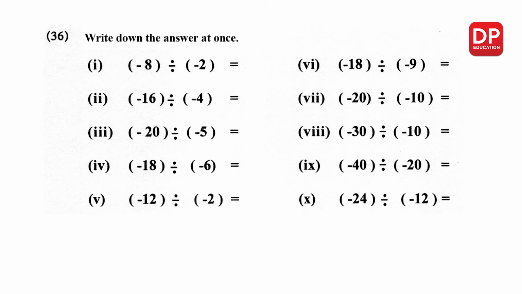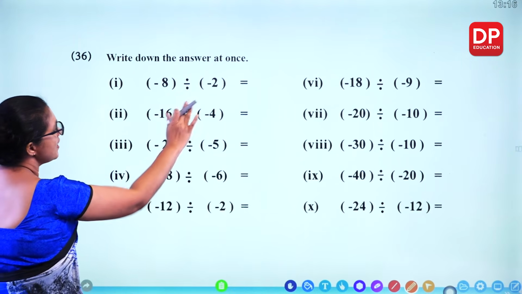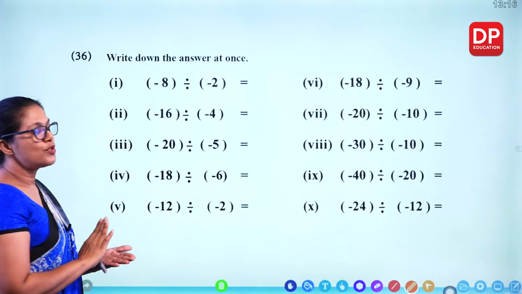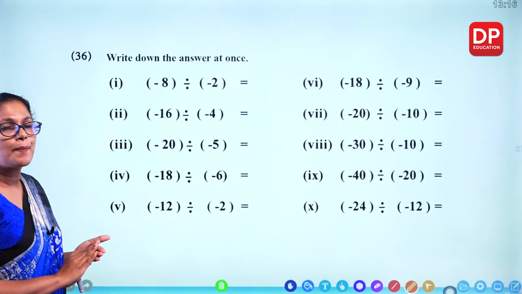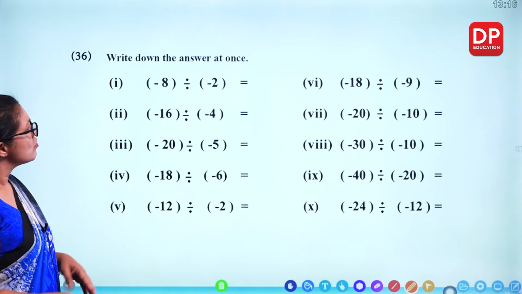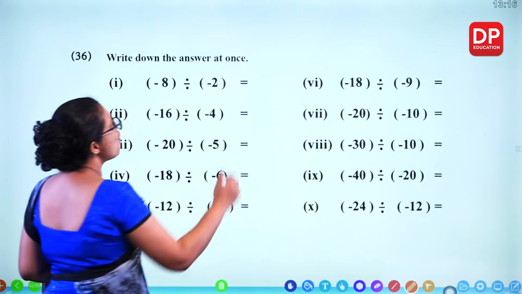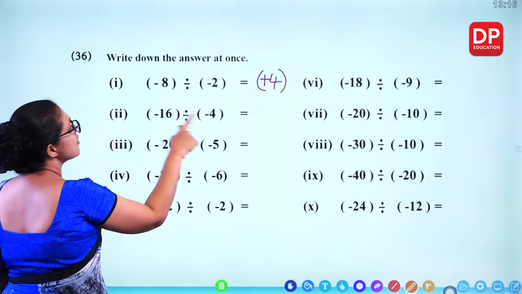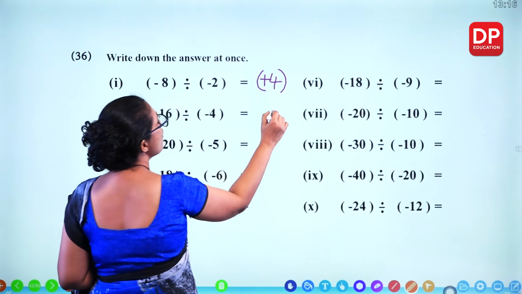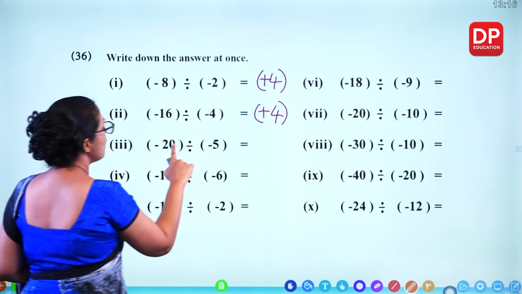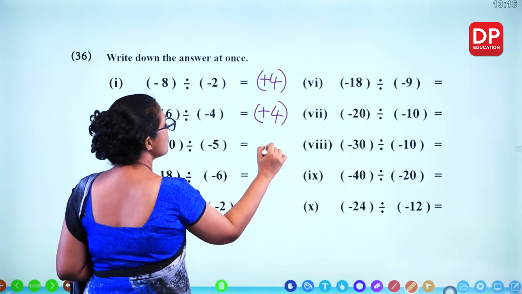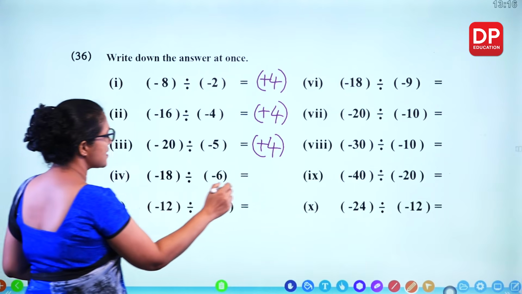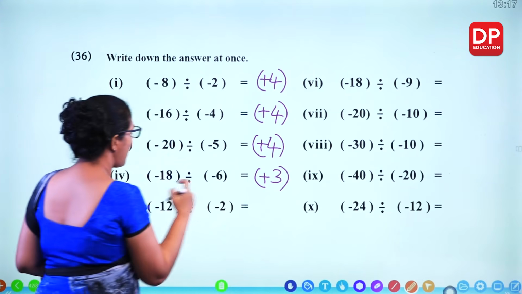Write down the answer at once. In all these questions, both negative numbers, when you divide both negative numbers, the answer is positive. Just normal division, 8 divided by 2, 4. Answer is plus, because both are negatives. 16 divided by 4, 4, that's plus 4. 20 divided by 5, you get 4, that's plus 4. 18 divided by 6, you get 3, that's plus 3.